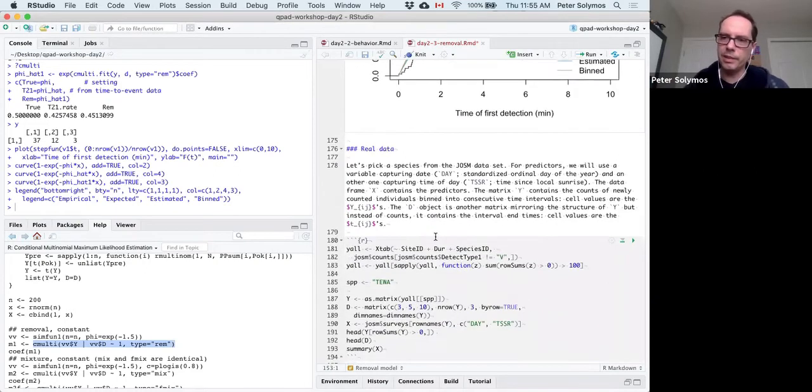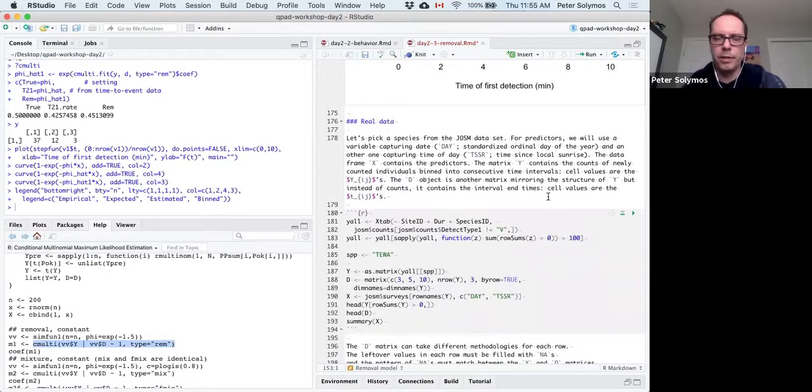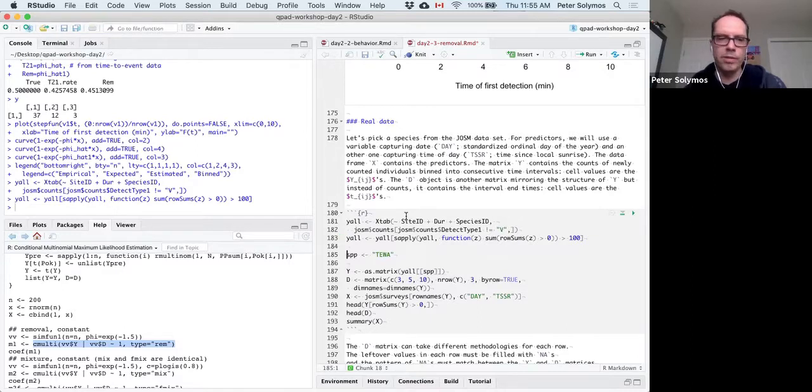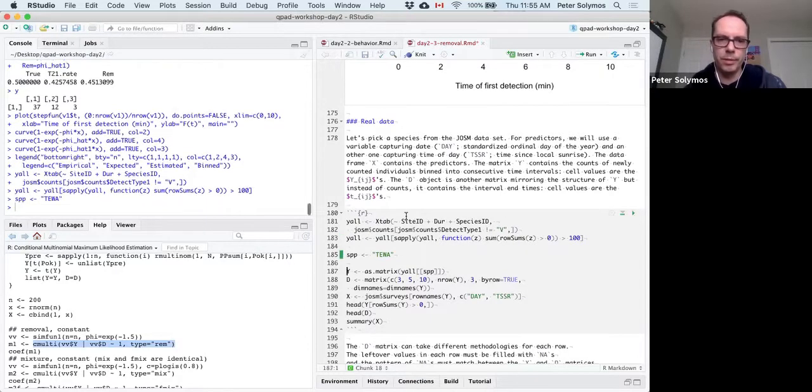Now for the real data, we've already loaded the JSON dataset. And this is just, if you recall, the data processing we did before. We create a cross tab. We then pick Tennessee Warbler as one column from that wide format table. And then here, again, create our data set that is going to be the input for the multinomial model.